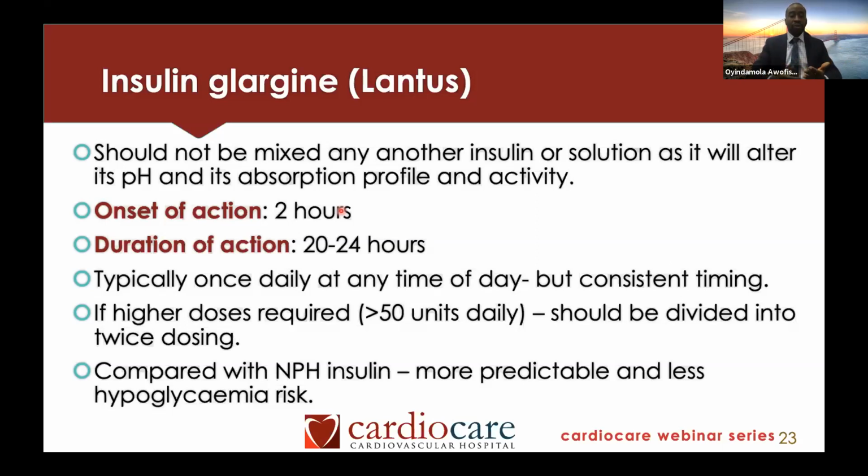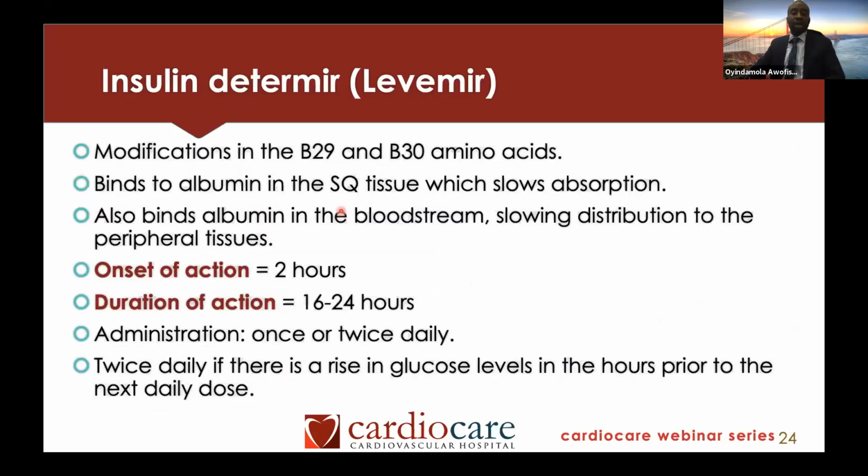It's often used instead of NPH insulin, and compared with NPH insulin, it is more predictable, and the risk of hypoglycemia is less, obviously, because it is a peakless, relatively flat insulin. With NPH insulin, particularly when the glucose control is getting to target or very near targets, which we call tight glucose control, at the peak the sugar might dip a bit.